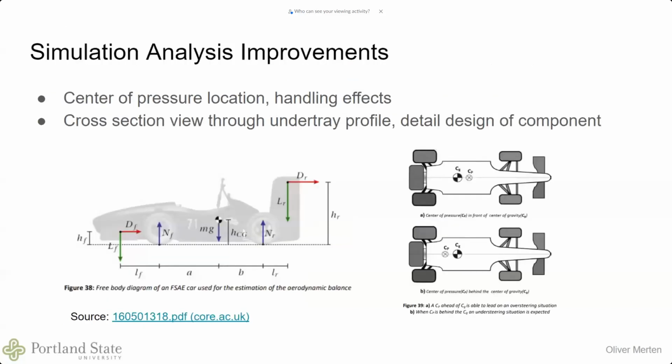Yeah, and so some improvements to the simulation analysis would be finding the center of pressure location. And that will kind of suggest handling characteristics. So the center of pressure is, well, exactly, that's kind of like the center of gravity, but for the pressure distribution across the vehicle. And depending on its location, the car can produce oversteer or understeer during race situations when there is a lot of downforce being produced.